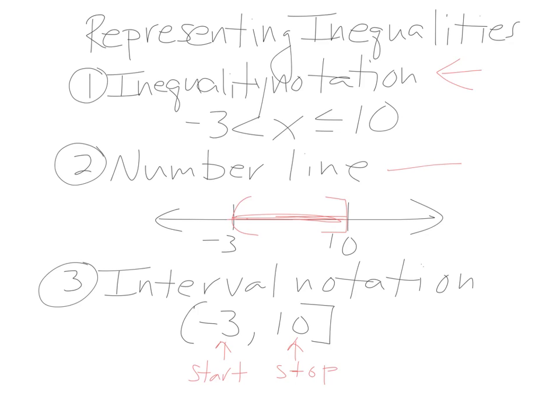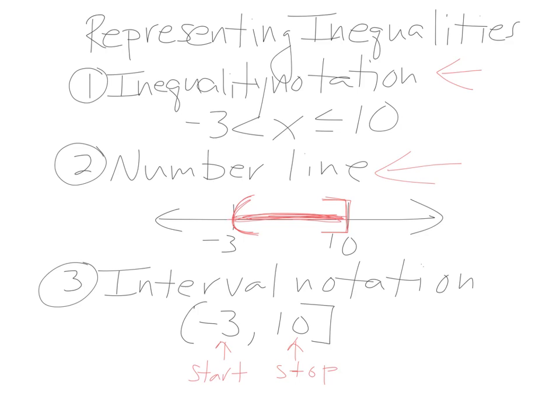The second way is a number line. And so on our number line, because the x is trapped in between the -3 and 10, our graph is trapped in between the -3 and 10. The -3 has a plain less than, so we put a parentheses on the -3. The 10 has an equal to included, so it has a bracket.